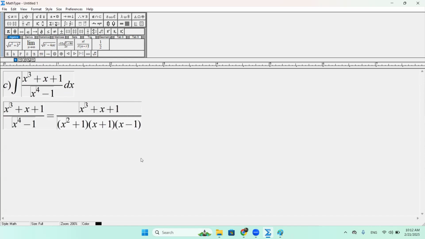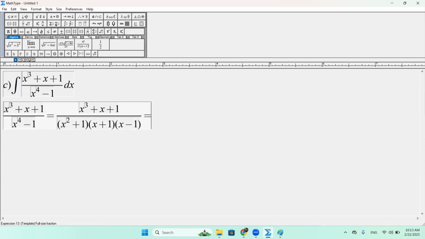factorized. So this expression is equal to this. I just used the formula of the difference of squares. In this case, we cannot factorize x squared plus 1 anymore, because we have no real roots for the equation x squared plus 1 equals 0. So no real solutions.